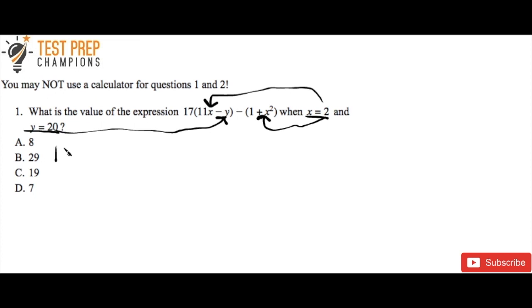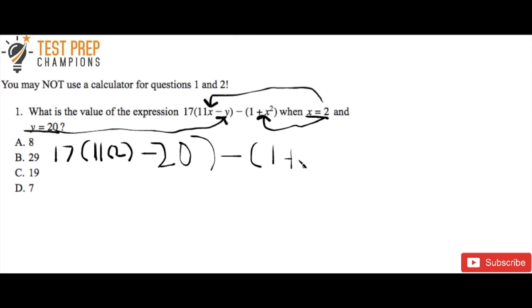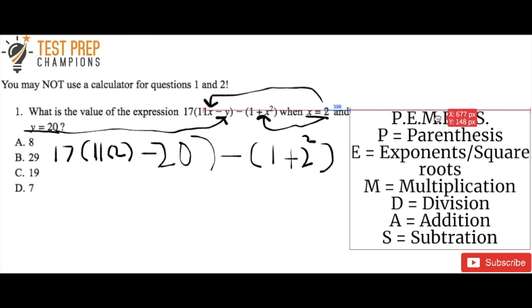So now we can rewrite this as 17, and we have 11x, meaning that we're going to replace that now with 11 times 2. And that's minus y. And since we're going to replace y with 20, we just write in 20 here. Okay, and so this is minus 1 plus 2 squared now, right? 2 squared, because that x gets replaced with a 2. Okay, so we now have this lined up and rewritten, so now we're just going to use some basic math rules here to solve this out.